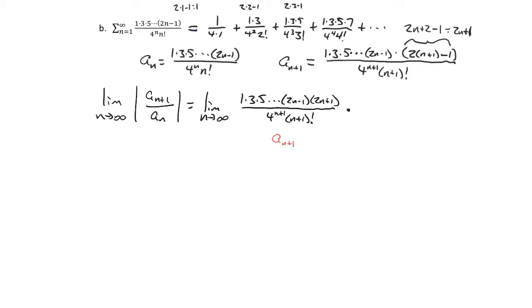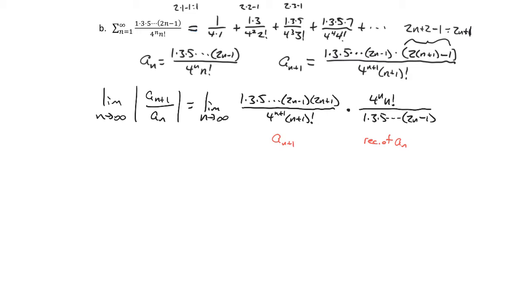Now I want to divide by a sub n. Dividing by a sub n is like multiplying by the reciprocal of a sub n. And so we're going to multiply here by that reciprocal, which brings the 4 to the n and the n factorial to the numerator, and then the 1 times 3 times 5 out to 2n minus 1 in the denominator.